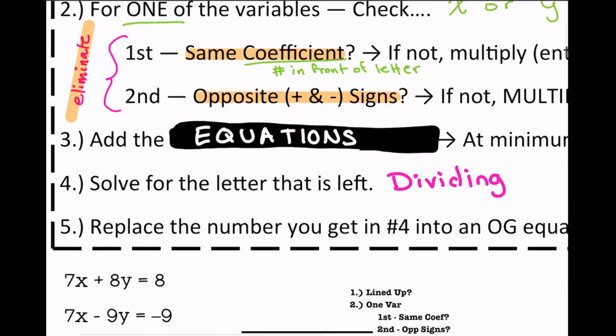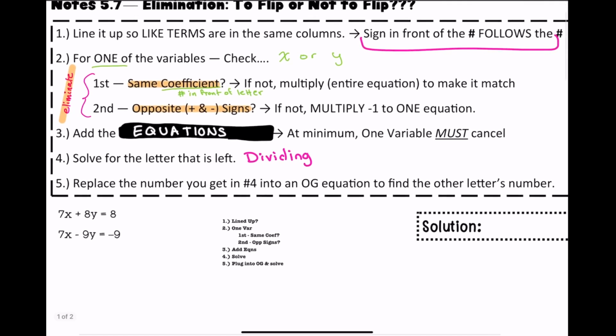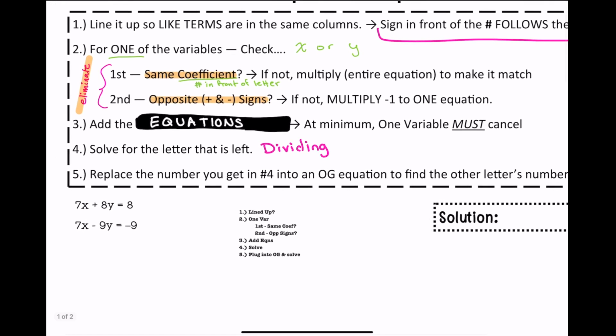Then for number 3, you're going to add the equations. See how I changed this? So please make sure you change it on your end too. At minimum, one variable must cancel. If both cancel, that means you're going to have either no solution or infinitely many. But definitely one needs to cancel. Then you're going to solve for the letter that's left, which means all you should be doing is dividing, unless you're honors. And then you're going to replace the number you get in 4 into an original equation and get the other letter's number, which sounds crazy, but actually makes sense when you think about it.